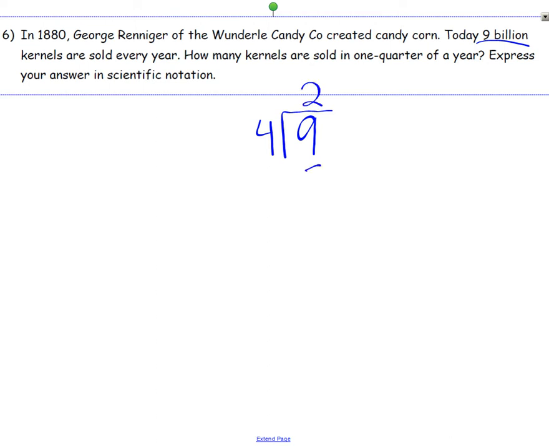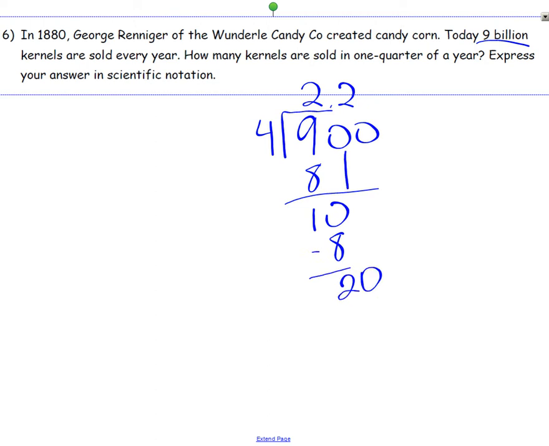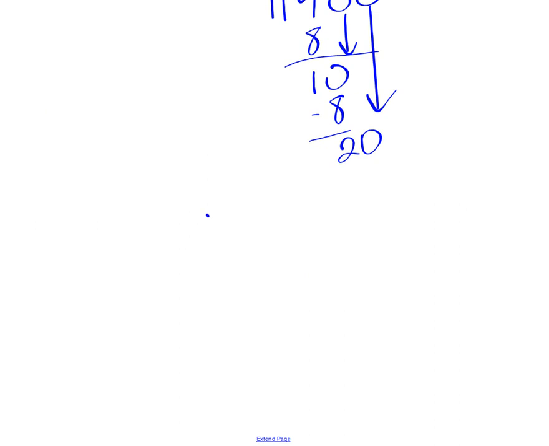This is 2 point what? 2. It's not 2 repeating because we keep getting different results. This is 5. So each quarter they sell 2.25 what? Billion with a B. Okay? So then we just need to figure out how to write that in scientific notation. So we need to actually write it out as a number.